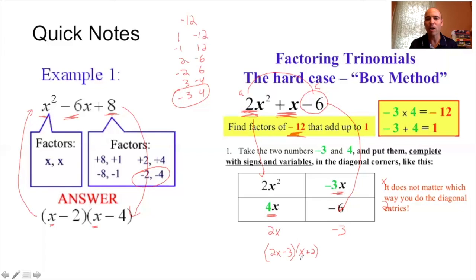And if you ever want to know if you're right, all you've got to do is FOIL it. So I'm going to check my work here.